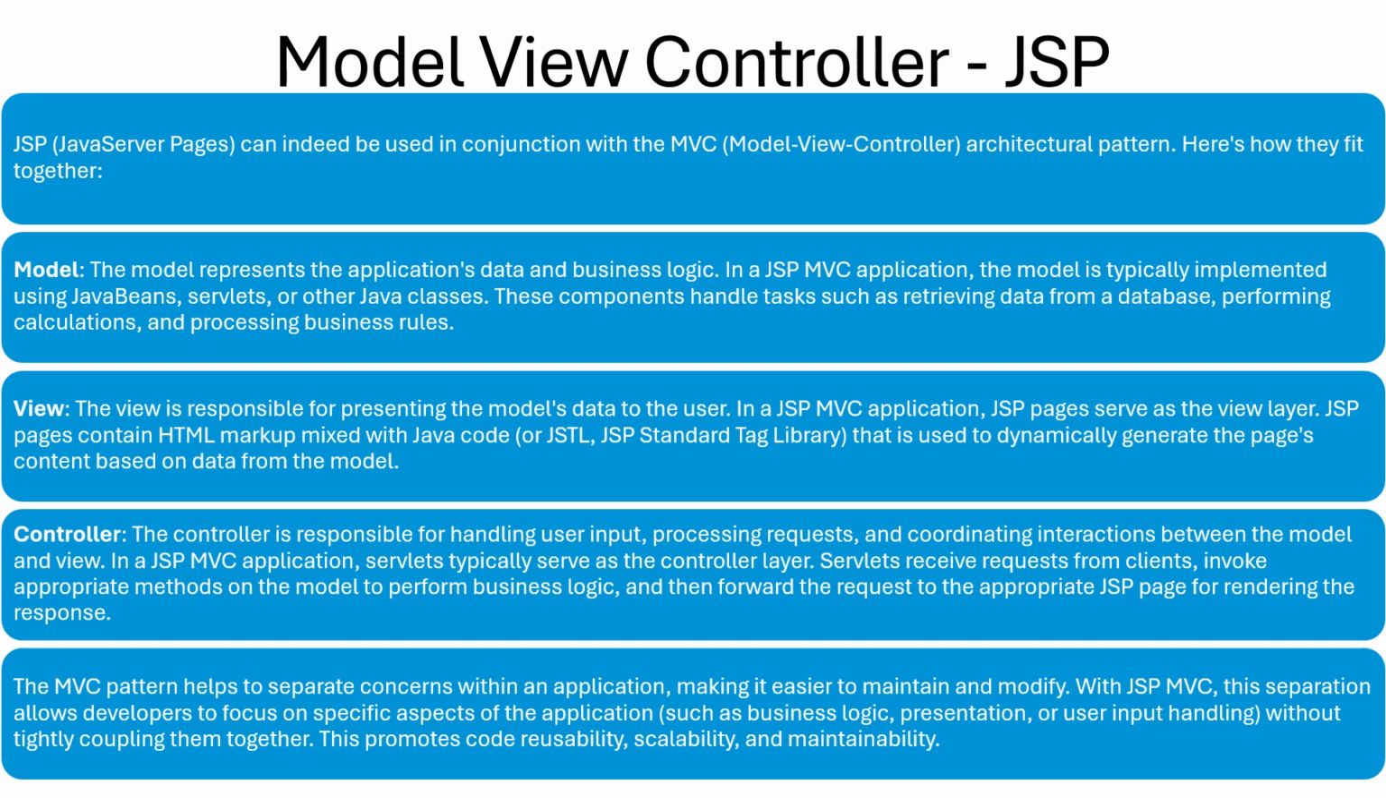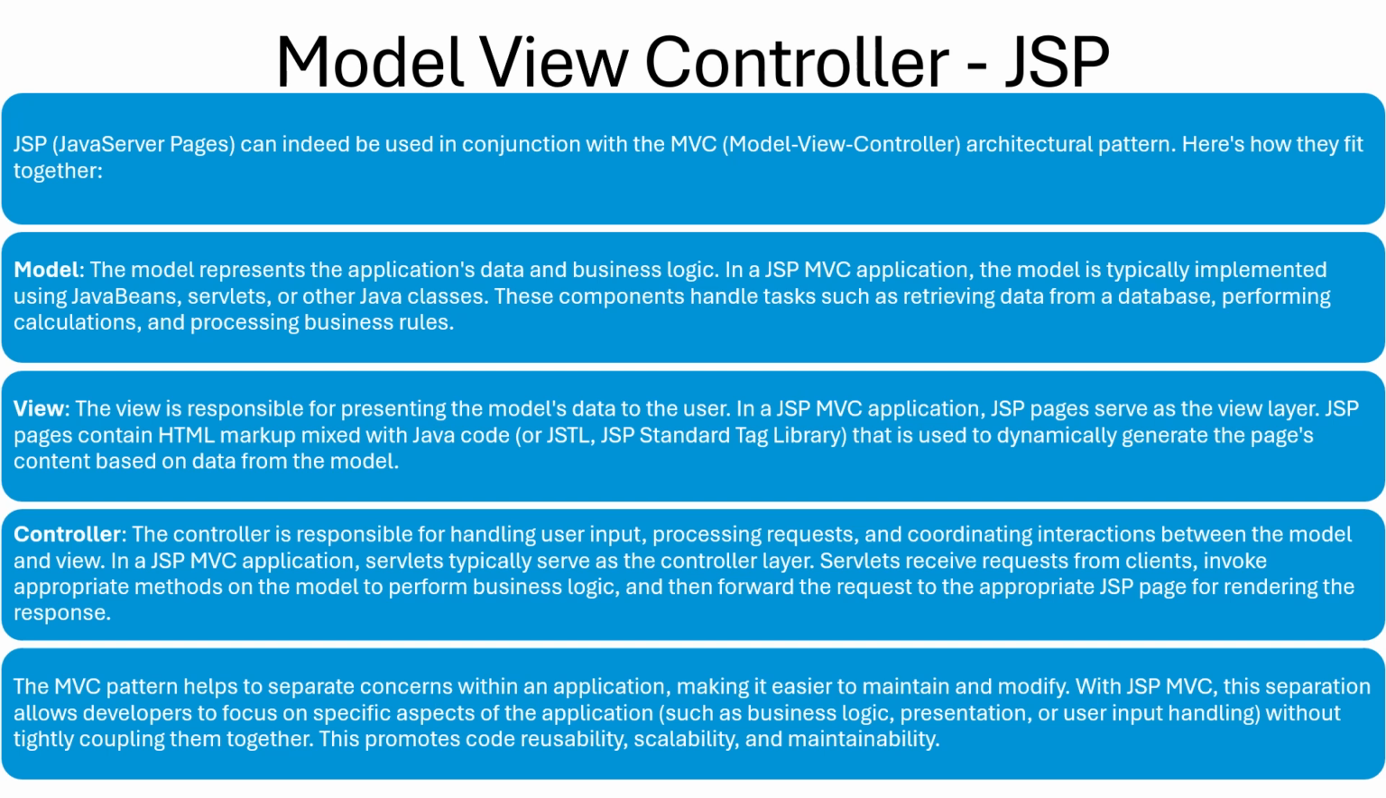Then we have the controller. The controller is responsible for handling user input, processing the request, and coordinating the interactions between model and view. So in a JSP application, it sits between them. In a JSP MVC application, servlets typically serve as the controller layer. The servlets receive requests from clients, invoke appropriate methods on the model to perform business logic, and then forward the request to the appropriate JSP page.